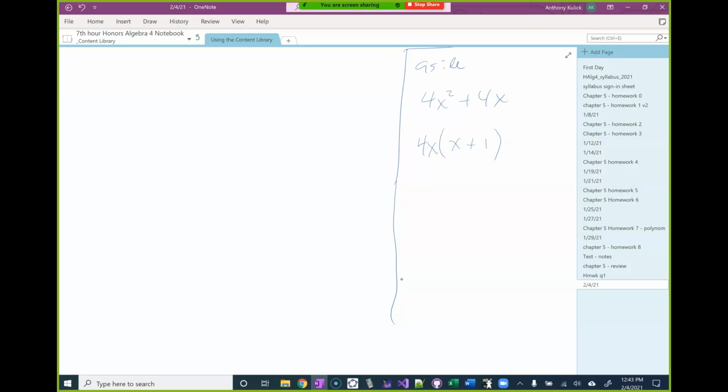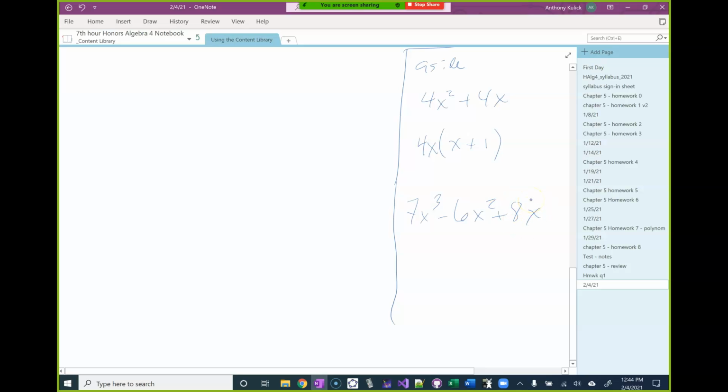That's an example, right? 7x cubed minus 6x squared plus 8x. No constant term there. Can we factor that? No doubt we can. How do we factor it? Yeah, we just take out a greatest common factor of x. Everybody agree with that?